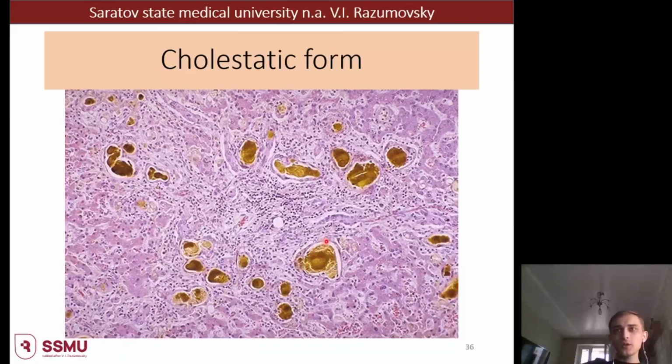Cholestatic form of hepatitis is characterized by special morphological changes. Macroscopically, the liver has a green color, and histologically we can see bile thrombi in the bile ducts. In this slide we can see accumulation of these yellow-brown masses in the bile ducts. It is associated with blockage of bile ducts, and it may lead to damage of surrounding cells, and bile is a really dangerous liquid.